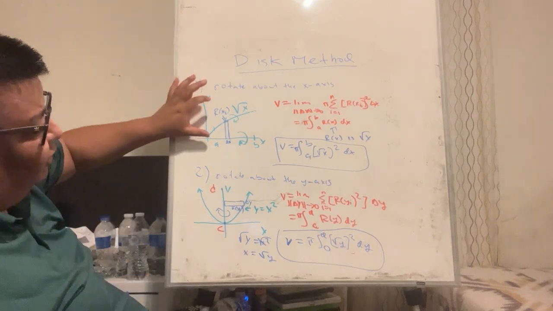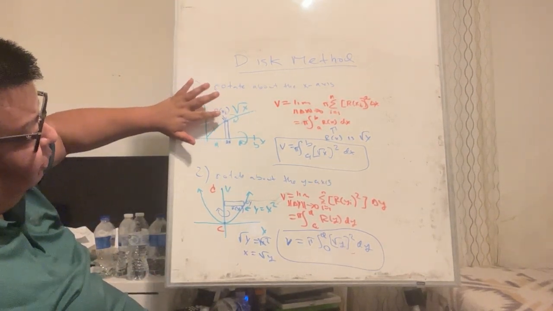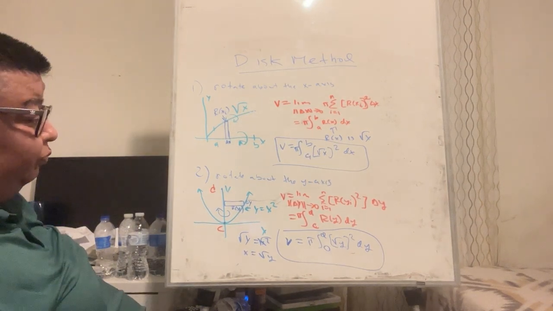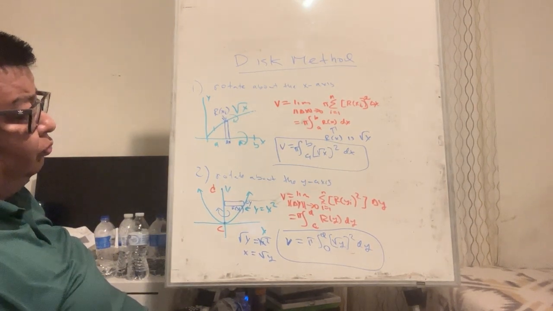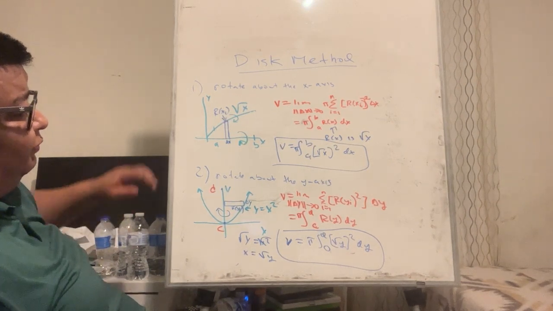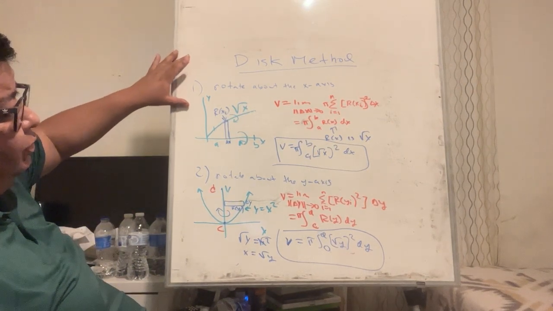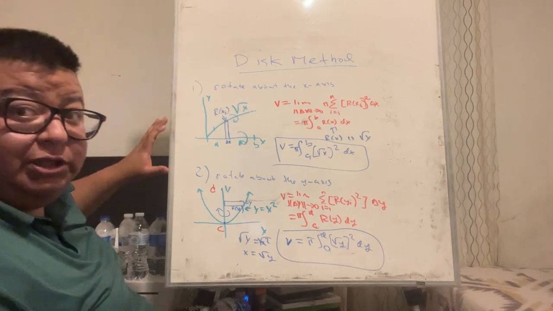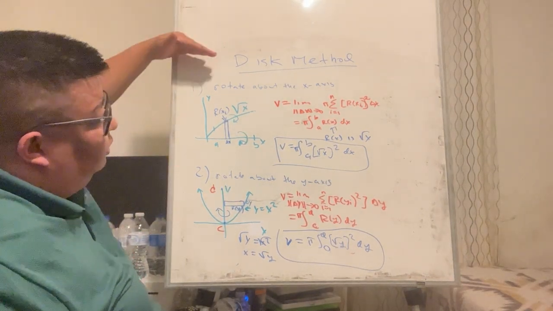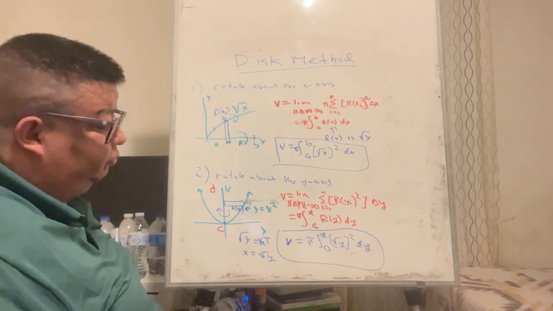So notice the difference here. We have a vertical slab, and here we have a horizontal slab. That's the main difference between rotating about the x-axis and rotating about the y-axis. This is this method.